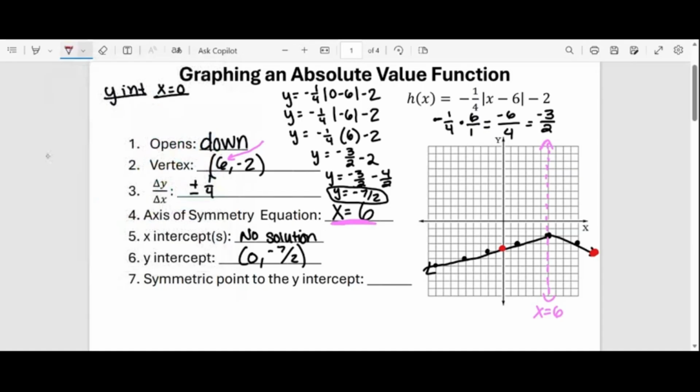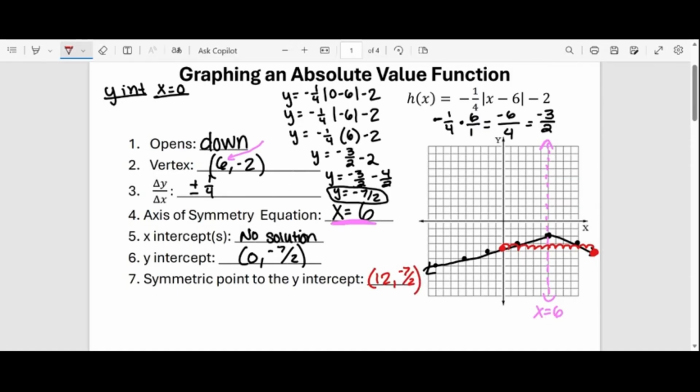So to find my symmetric point, I'm going to start at my y-intercept, and I'm going to count 1, 2, 3, 4, 5, 6. Sorry, I miscounted here. Let me try this again. 1, 2, 3, 4, 5, 6. 6 squares to my axis of symmetry, and then I'm going to go 1, 2, 3, 4, 5, 6 squares to my symmetric point. So the x value from my symmetric point is 12, and I haven't moved up or down at all. So I'm still at negative 7 halves for my y value.